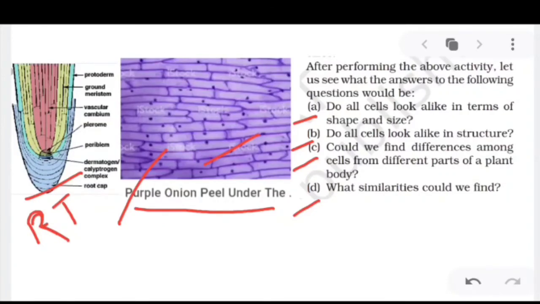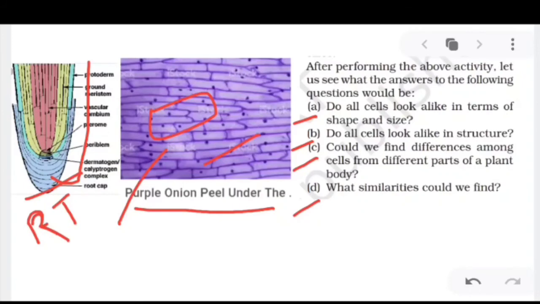Now what is the second question? Do all the cells look alike in structures? No, this is also no. There are differences. This is an elongation part. This is also a circular part, isn't it? So, do the cells look alike? No, they are different in shape, isn't it? Different in shape. What is the third question?